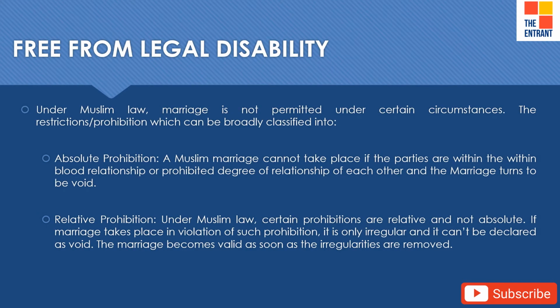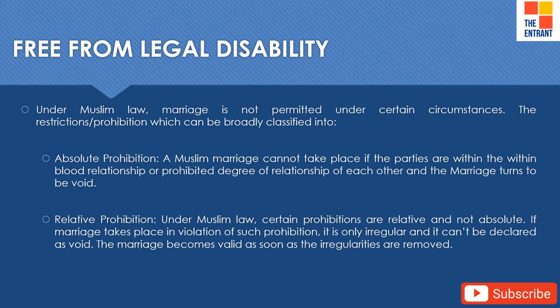Free from legal disability. Under Muslim law, marriage is not permitted under certain circumstances. The restrictions and prohibitions can be broadly classified into absolute prohibitions and relative prohibitions. Absolute prohibition. A Muslim marriage cannot take place if the parties are within blood relationship or prohibited degree of relationship of each other, and the marriage turns to be void.